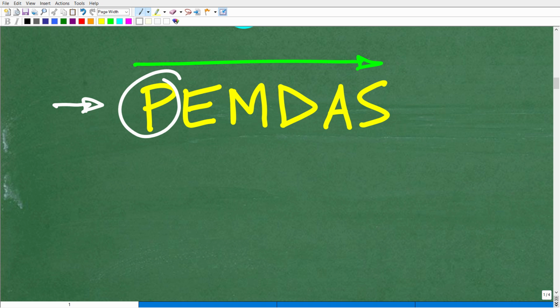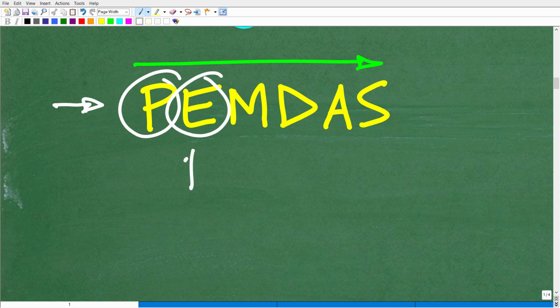Now, the key to PEMDAS is that not every problem is going to have everything on this list, but you need to review it. So we're going to ask ourselves, do we have any parentheses? Of course, our problem doesn't, but if you do have a problem with parentheses, that's where you start.